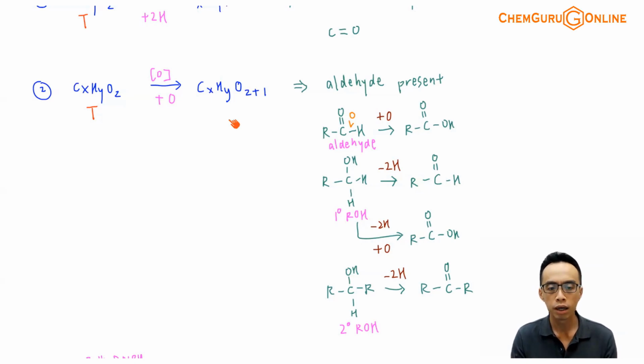This is oxidation. But based on the number of oxygen gain and the number of hydrogen lost, I can actually try to deduce what is the functional group that is present in the reactant that can give me this outcome. Of course, other compounds such as ketones, we are not considering that because ketone, as a carbonyl compound, is resistant to oxidation. It cannot be oxidized.